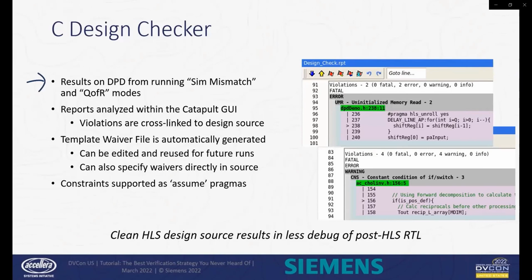The other screenshot shows QOR findings. These typically show up as warnings or infos instead of errors, again warning the user where their coding style could result in less than an optimal result.